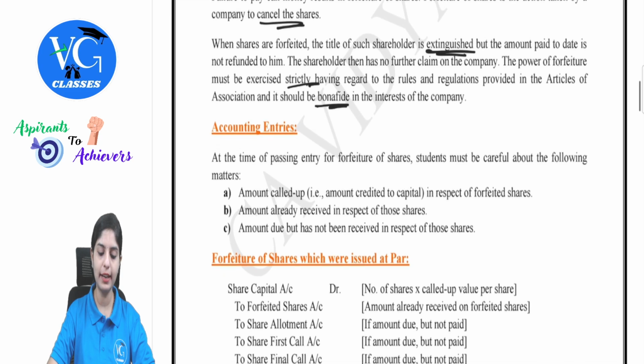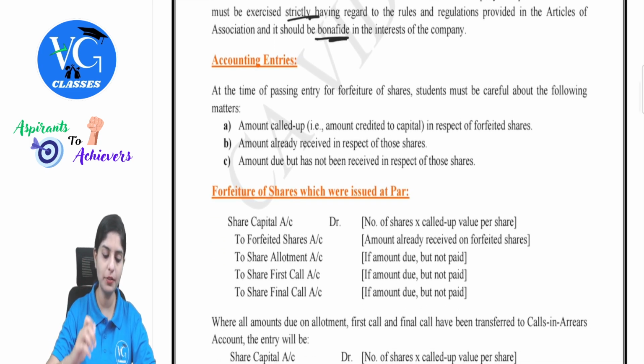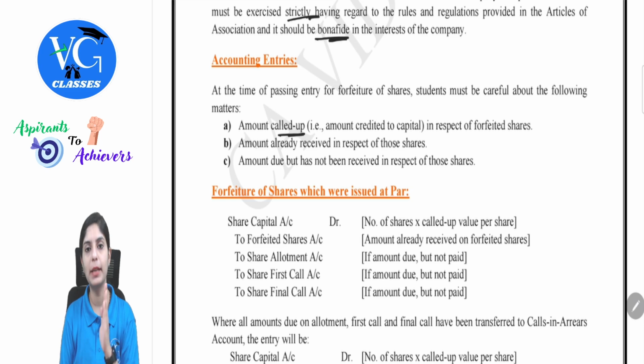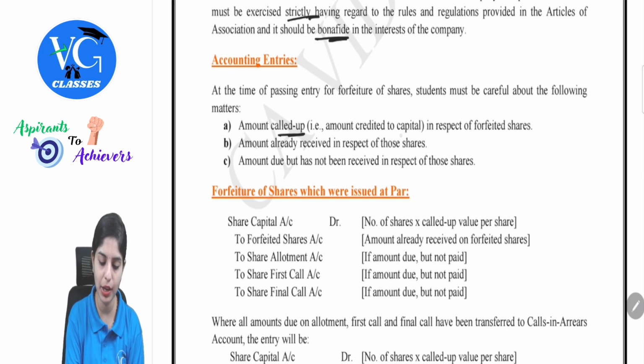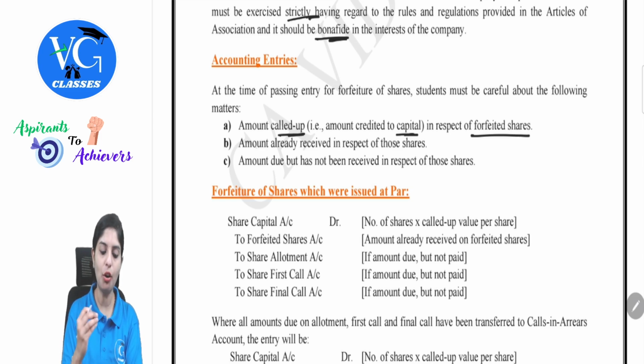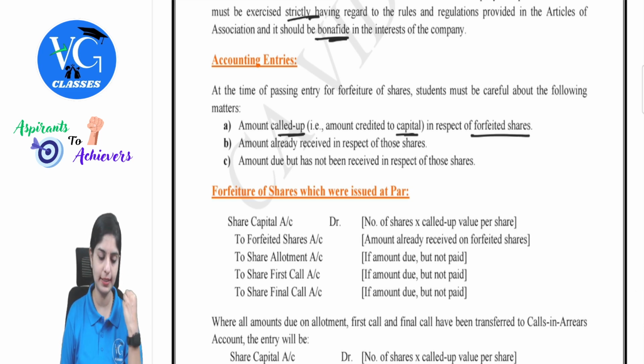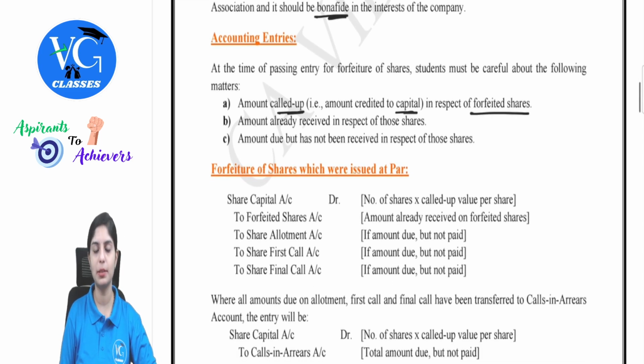So what are the accounting entries? While passing the accounting entries, these 3 points should be carefully observed. See, amount called up. How much was the amount actually called up by the company? That is the amount credited to capital in respect of forfeited shares. Amount already received in respect of those shares. In the total outstanding amount, how much is actually received? Later, amount due but not received in respect of those shares. Because of this only, the activity of forfeiture is happening.